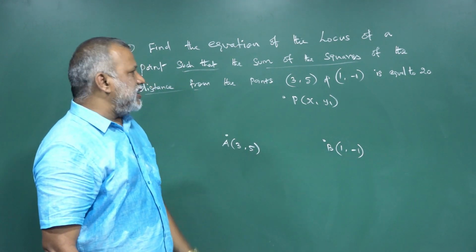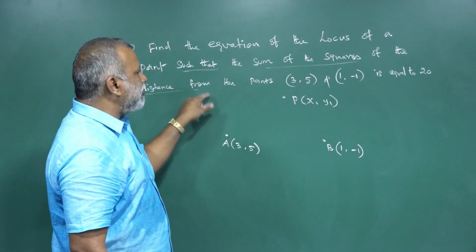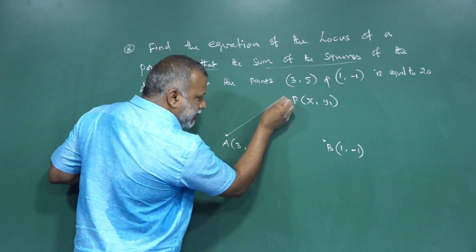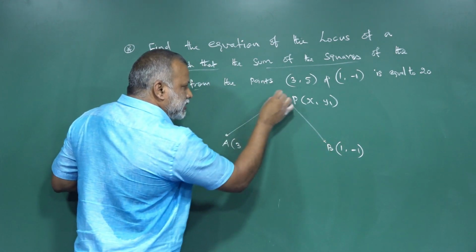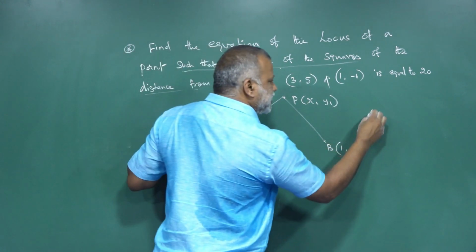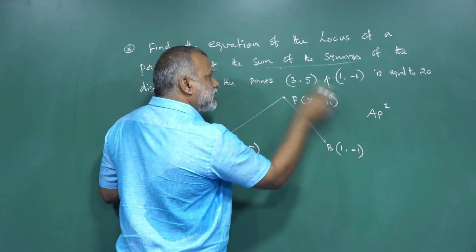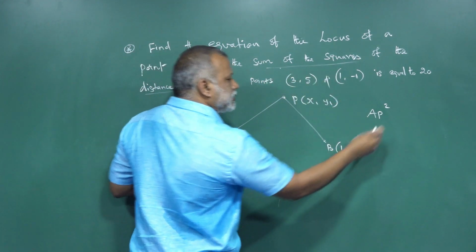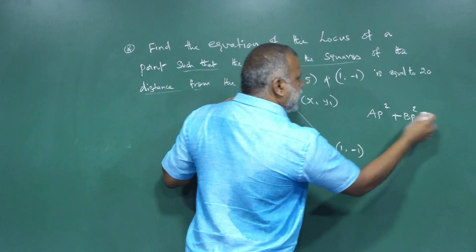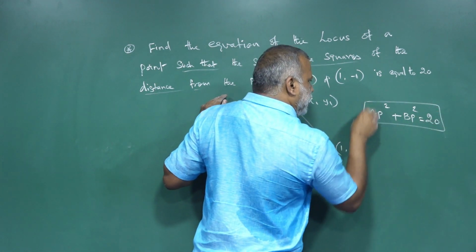As per the given condition, the sum of the squares of the distances from the points. So we have some distance AP, and we have some distance BP. These values, that means the sum of the squares of the distances. As per the condition, AP squared, where AP is the distance, and we have the sum of the squares, that means plus BP squared is equal to 20. So you have to draw a rough diagram.